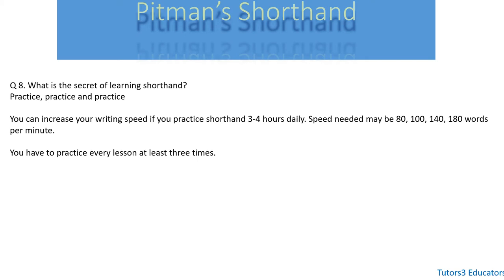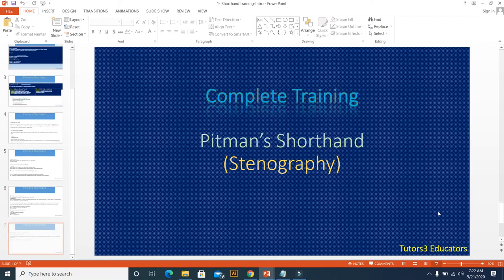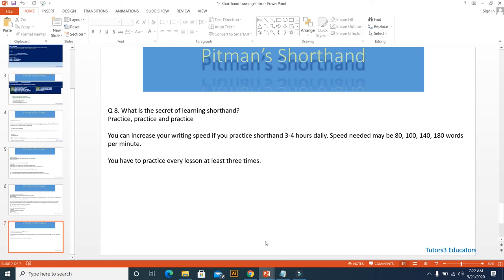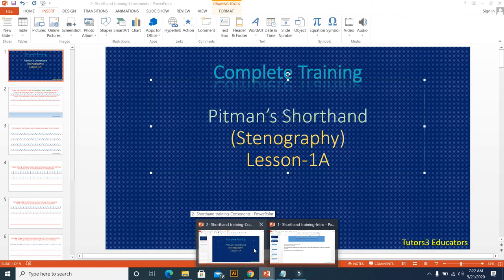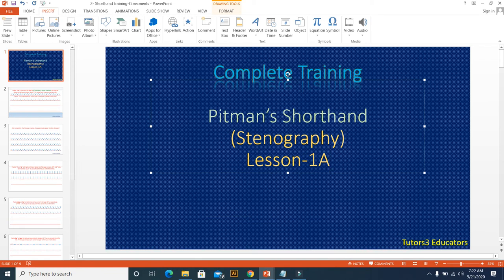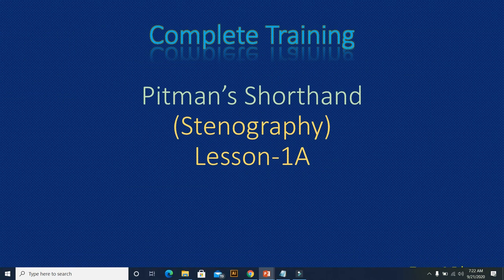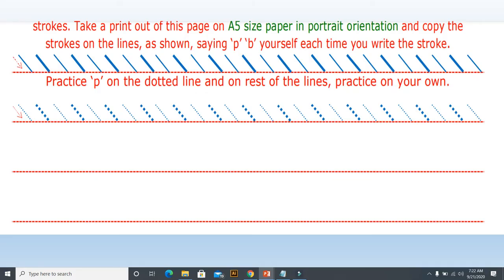Now we see the symbols, okay? What are those symbols? So this is lesson 1A. These are the symbols. You see this red arrow in the beginning? This is the direction of the symbol.